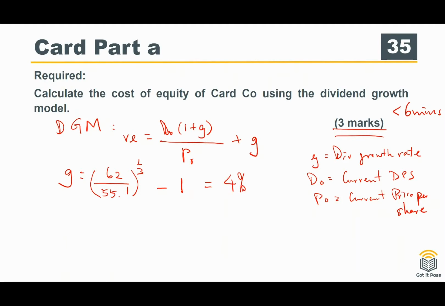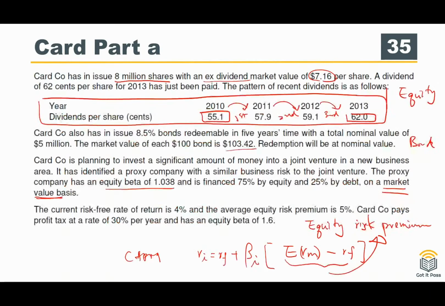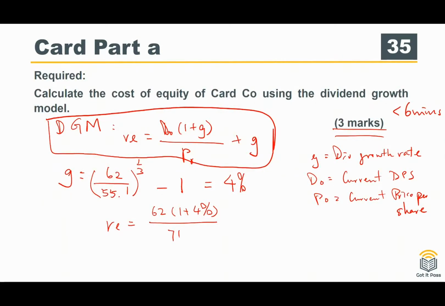So based on the growth rate of 4%, you apply the dividend growth model, which is provided in the exam. Then you can get the return on equity or the cost of equity. The dividend should be 62 cents times 1 plus G, which is 4%, divided by the current price. What is the current price now? The current price is $6.16, right?